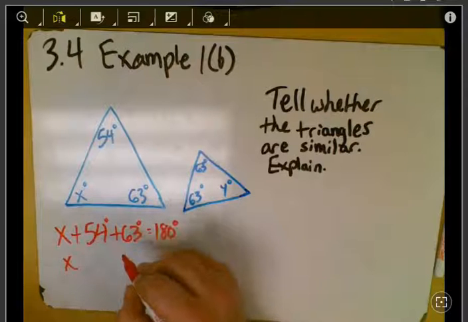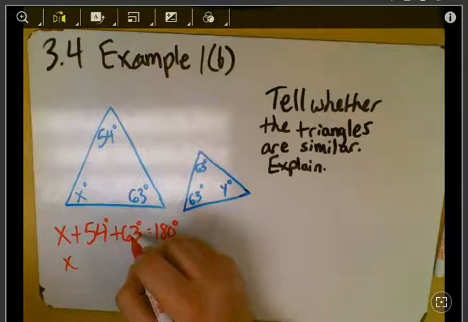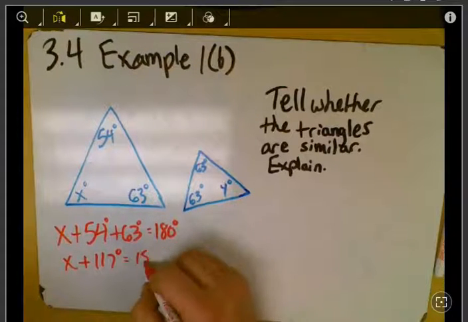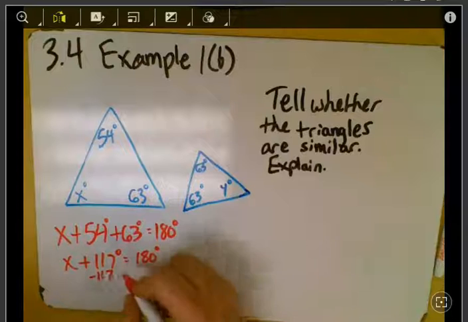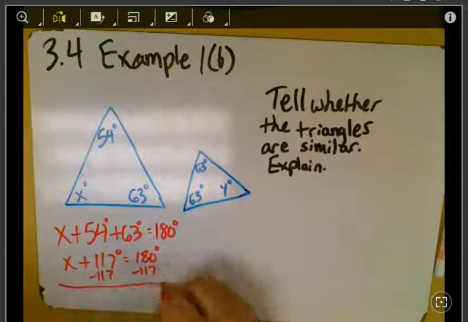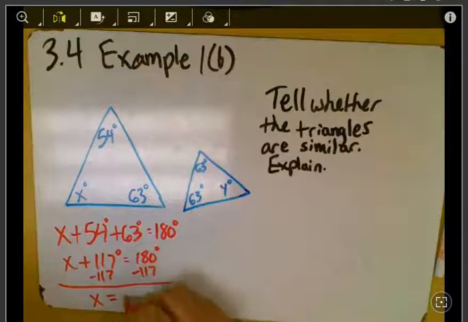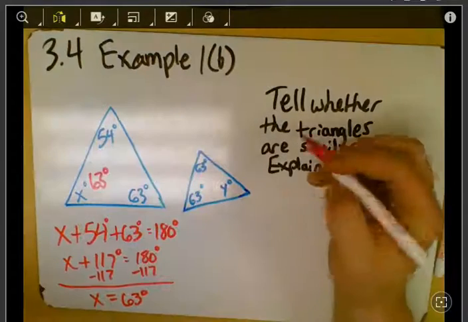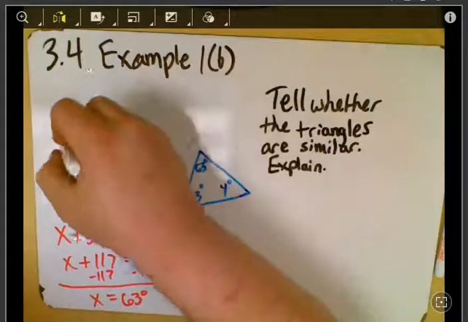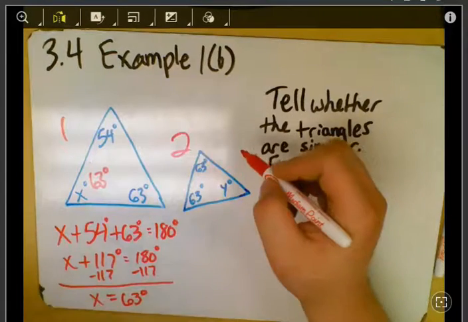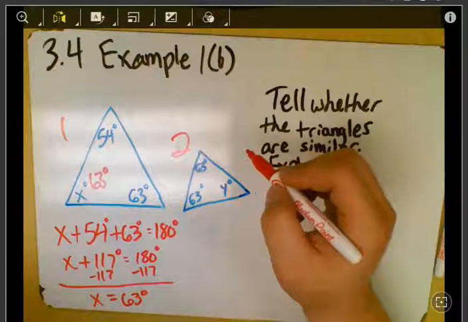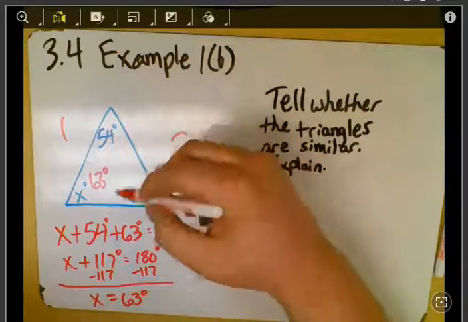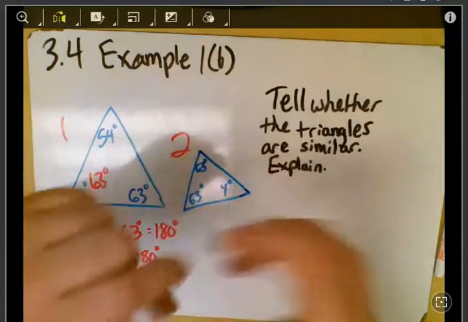So we have x plus 54 plus 63, which is 117 degrees, and that still equals 180. We subtract 117 from both sides so we can get x by itself. And that leaves us with x equals 63 degrees. So we know that x is 63 degrees. And now let's compare our two triangles, triangle 1 and triangle 2, and see if we have two pairs of angles that are congruent. So we've got 63, 63, and then 63 and 63. So we do have two pairs of angles that are congruent between the two.